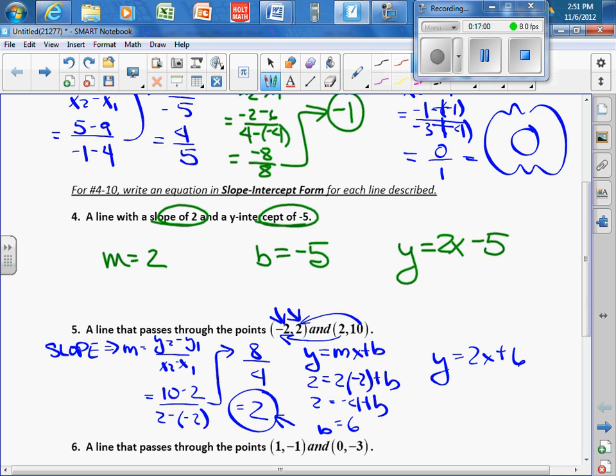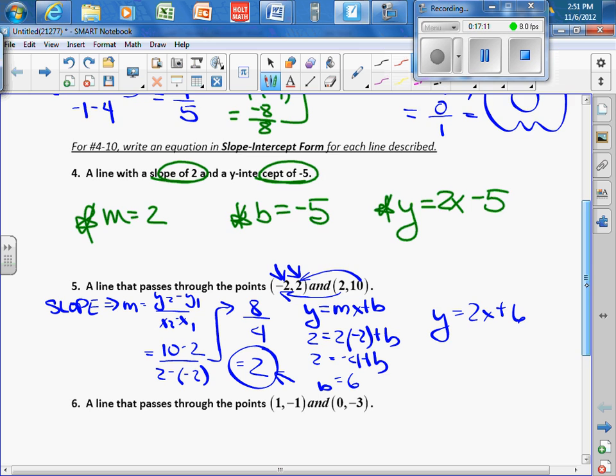This is a 5-point question on the test where telling me what the slope is worth 2 points. Telling me what the y-intercept is worth 2 points. Writing the equation is only 1 point, so make sure you tell me what those other 2 parts are.